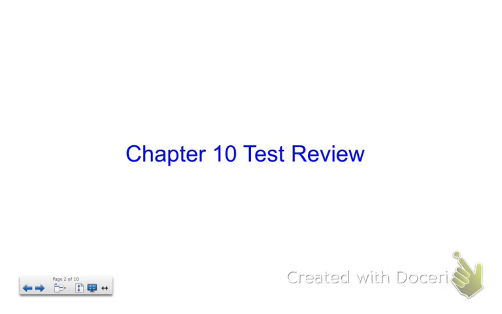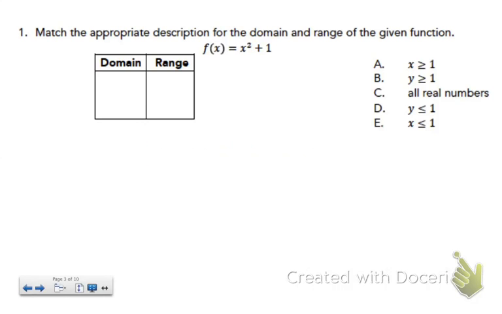Okay, this is test review for chapter 10. Okay, number 1 says match the appropriate description for the domain and range of the given function. So, given the function f of x equals x squared plus 1, we can graph it to sort of get an idea of what it looks like.